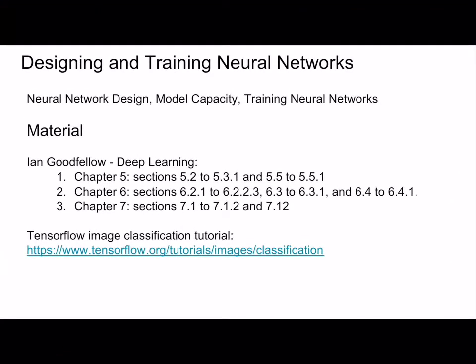Hello, this is the third lecture on neural networks for the Computational Intelligence course at TU Delft. If you recall from last week, we discussed the backpropagation algorithm.